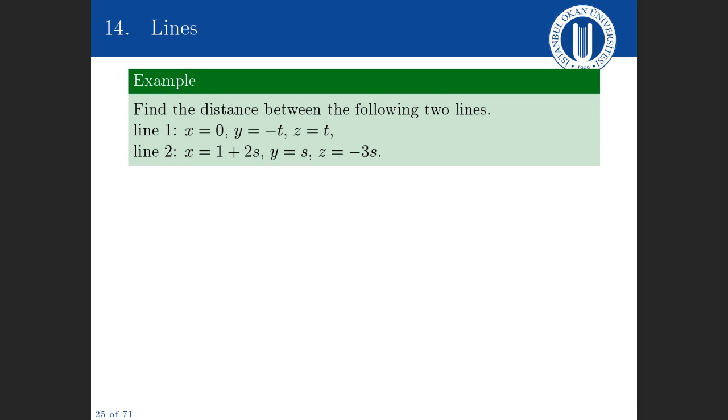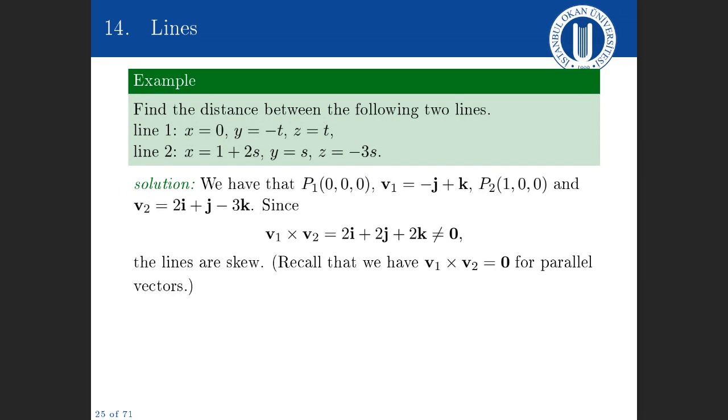Move on to line 2. To find a point on line 2, we're going to replace s by 0. We get 1 plus 0, 0, and 0. The point 1, 0, 0 is on line 2. To find a vector which is parallel to line 2, we look at the numbers in front of the s terms. So 2, 1, minus 3.